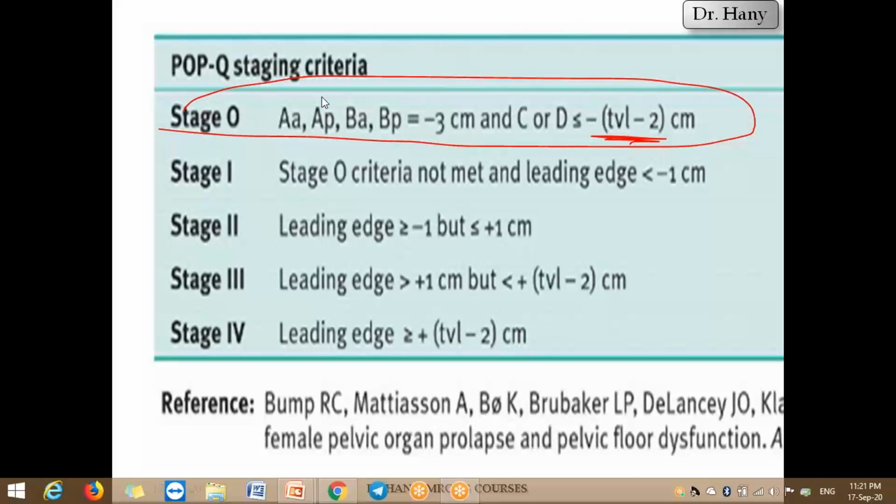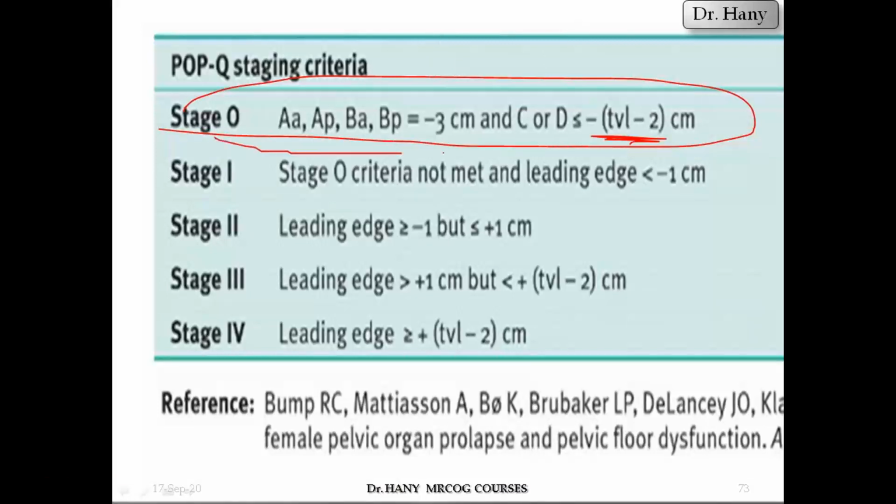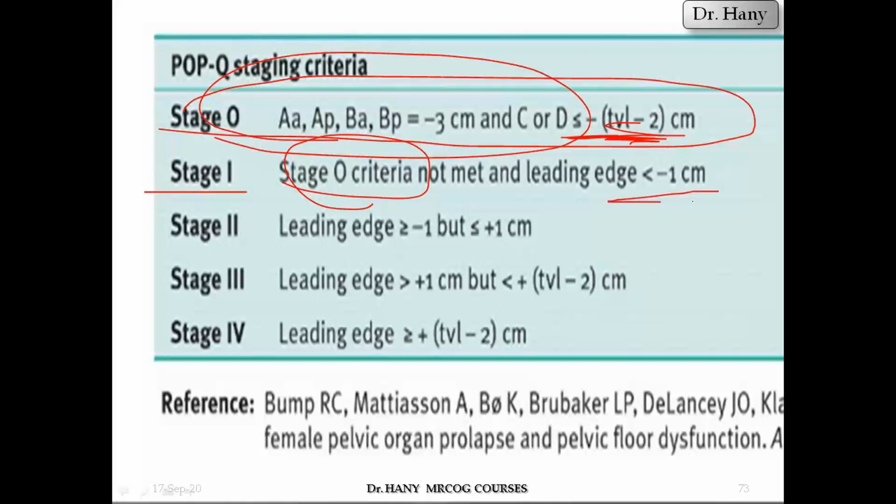So stage 0, everything in place or at the level of -6, which is total vaginal length -2. Stage 1, from this level, which the criteria is not met, which is -6, until higher than -1. -1 to +1, so stage 2. -1 is included here, and +1 is included here. So stage 2 is the secret.